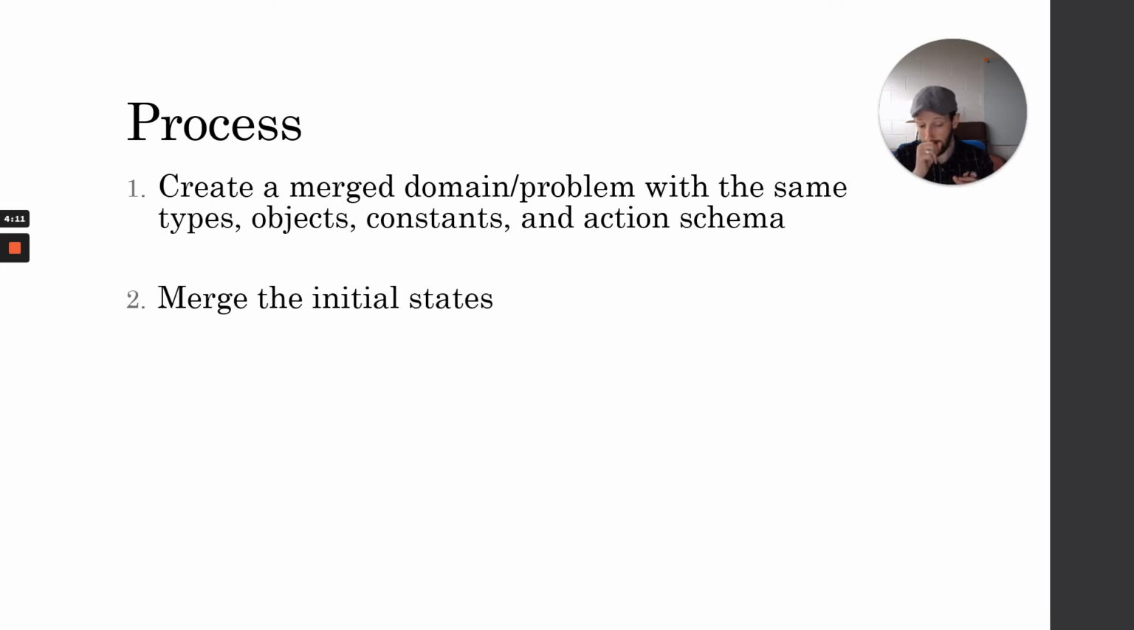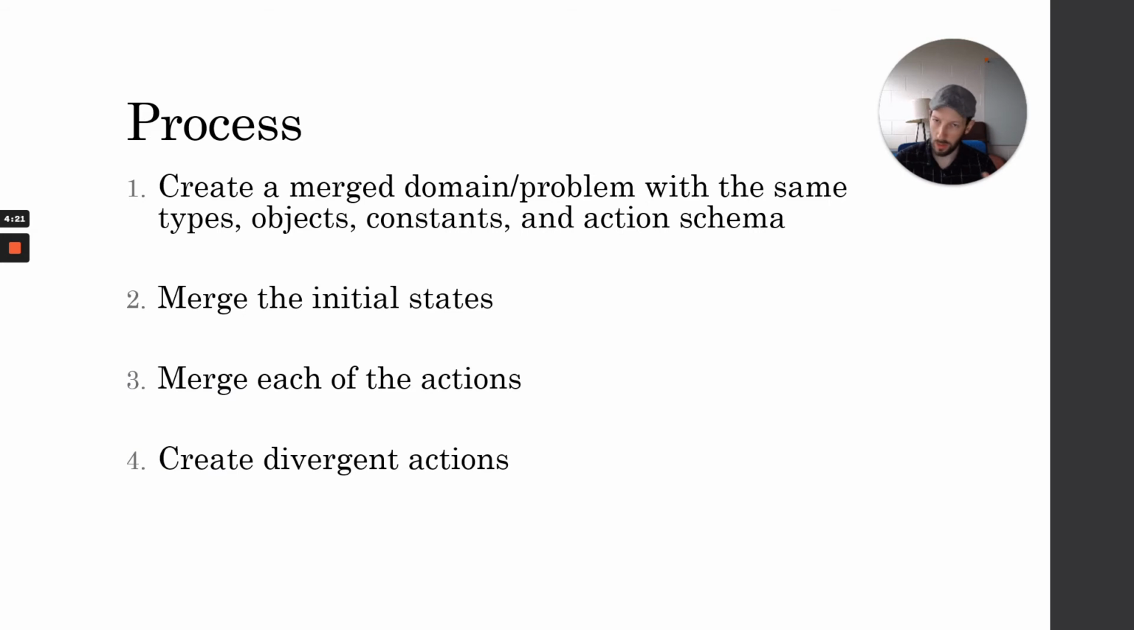Okay, so the next step is we merge the initial states once we rename some of the predicates here. Then we merge each of the actions inside of the 2 domains. We create new actions, divergent ones, and I'll explain what those are in a moment. And then we set the goal to fail. And so the idea here is if you can find a failure, you have a certificate of why these 2 domains do not align with one another, right? If no solution exists, then you know that the state spaces align under the notions of regular bisimulation.